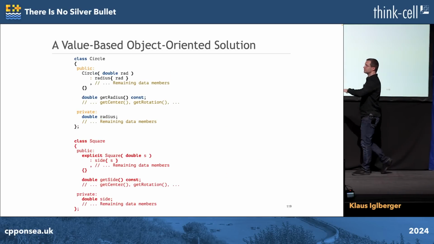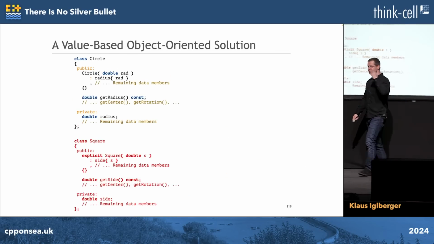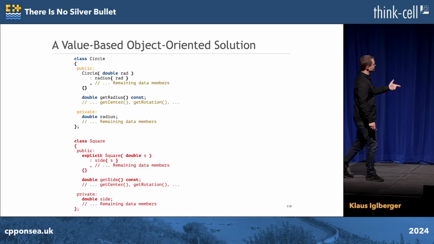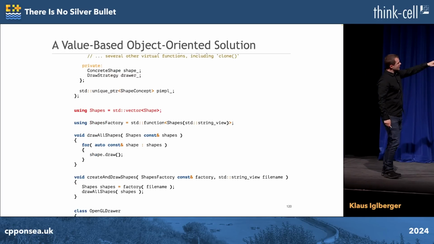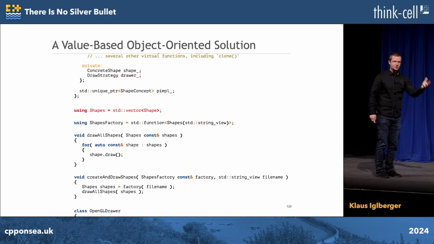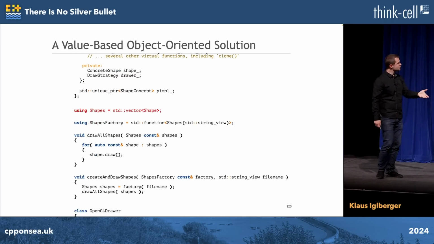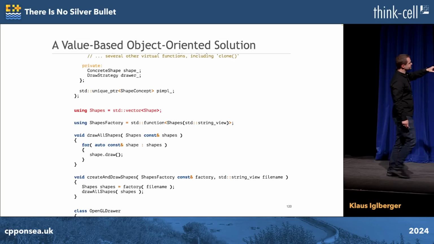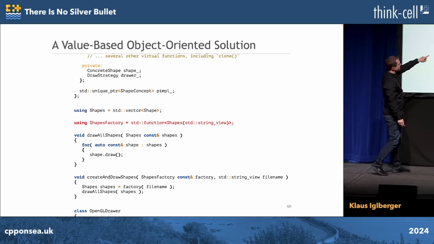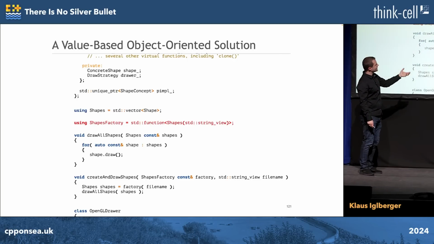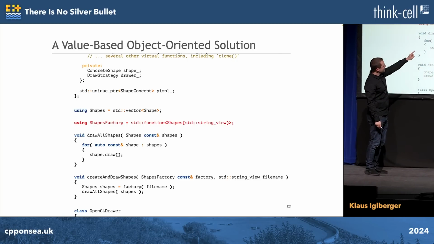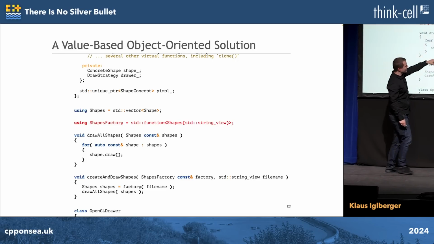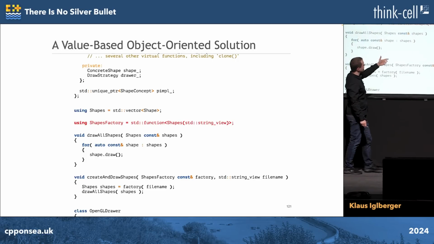Circle and square, simple. No virtual functions, no dependencies to anything. This is simple code. Good. Then we have a vector of shape objects. Not pointers anymore, but just objects, just like we had in the variant approach. Good. Intuitive. Then another opportunity to throw in a type erasure: std::function. That is now my shape factory. This function contains anything that takes a string view and returns a vector of shapes.